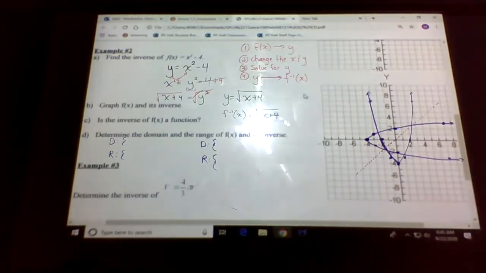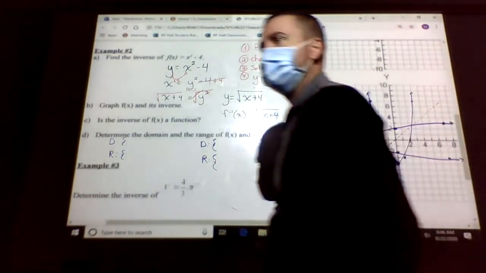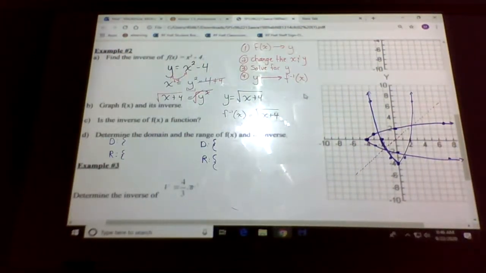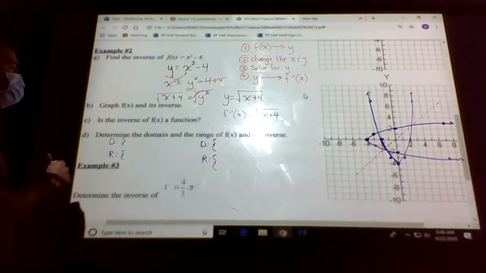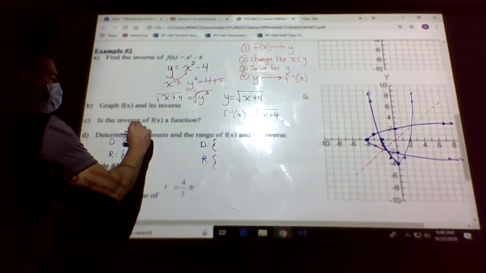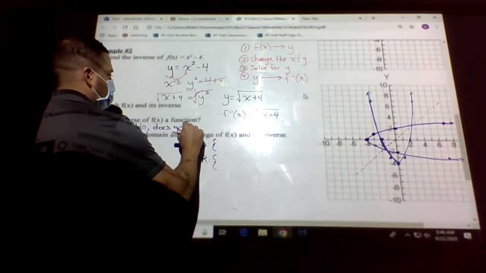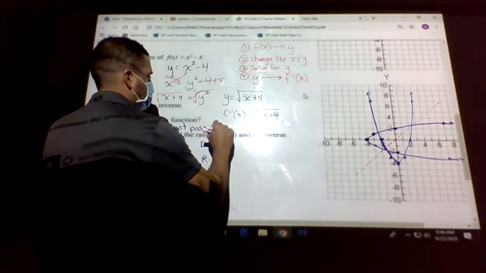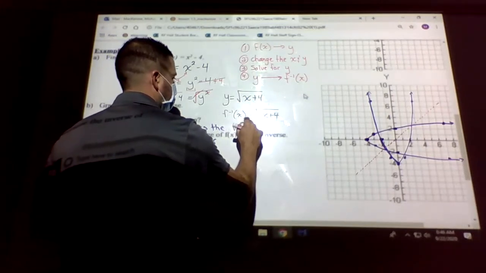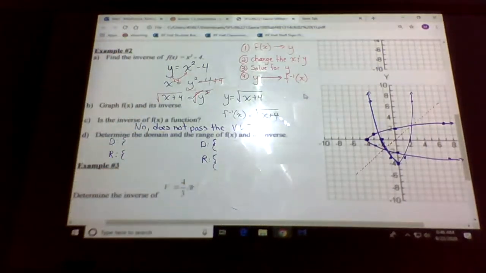Okay, so we found the inverse, we graphed both of them. Is the inverse of the function a function? Is it a function, Artemis? No? No. Why? It doesn't pass the vertical line. Exactly, it doesn't pass the vertical line test. Vertical line test, VLT, vertical line test.